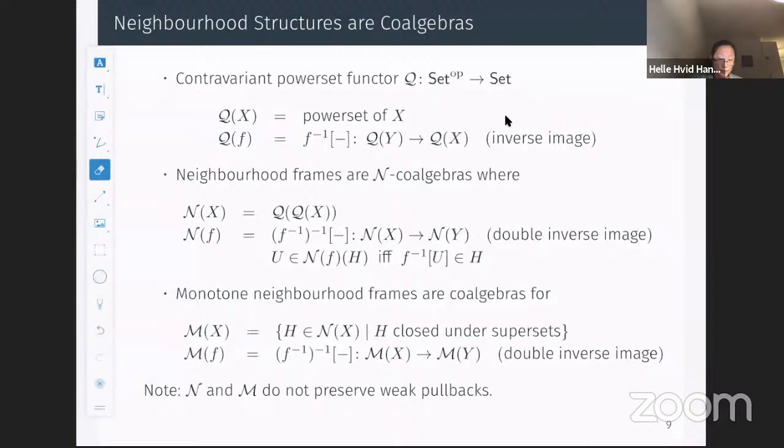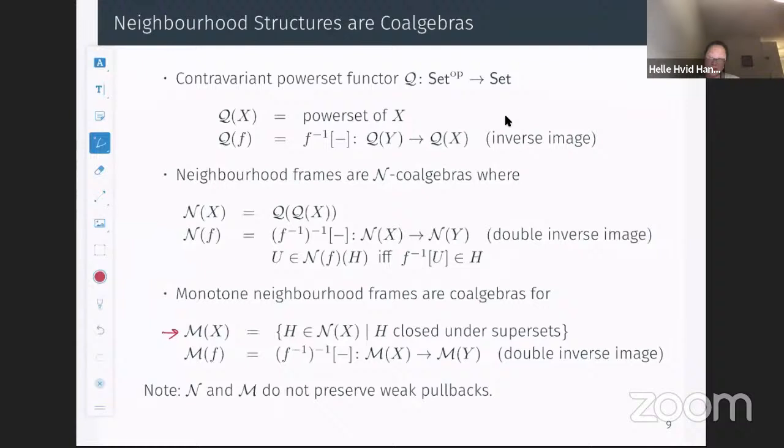So that's what we defined as the monotone neighborhood functor, which is just the subfunctor of the neighborhood functor that is restricted to all the upwards closed subsets, the superset closed collections of neighborhoods.